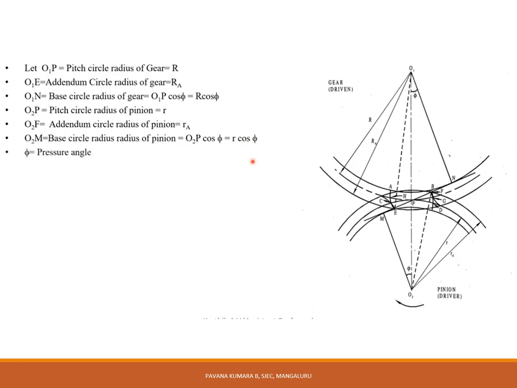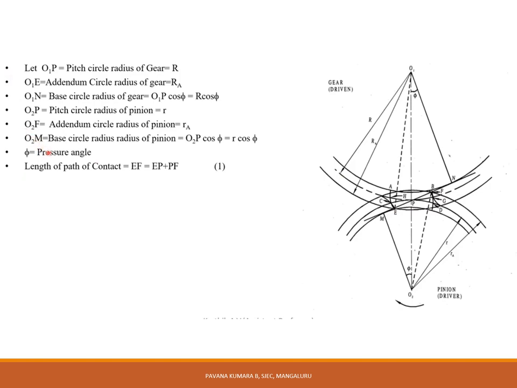Next, phi is nothing but the pressure angle. Next, the length of path of contact. The length of path of contact between driver and driven is E to F. Contact takes place between the driver and driven gear. That is nothing but E to F. It is further divided into E to P and P to F.